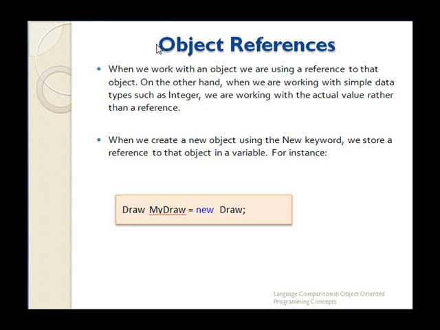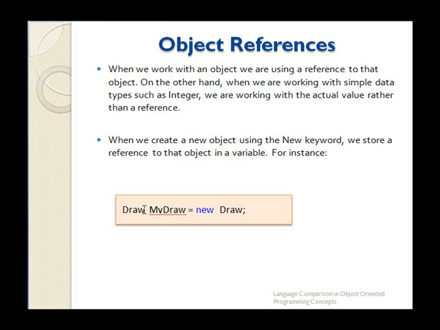Then we have the next topic, object references. When we work with an object, we are using a reference to that object. On the other hand, when we are working with simple data types such as an integer, we are working with the actual value rather than a reference. When we create a new object using the new keyword, we store a reference to that object in a variable.